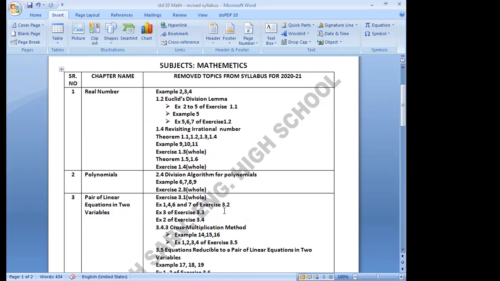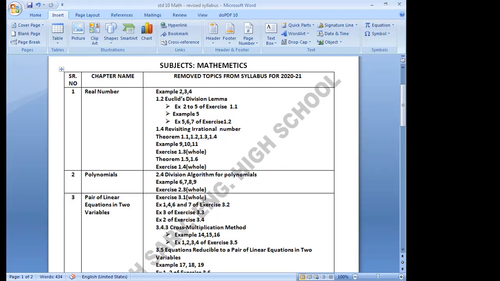Page number 39, 3.2 pair of linear equations in two variables. This is the topic which is also included. All the things inside this topic are included, along with page number 41, example 1, which is included in the syllabus. Page 42, example 2 included. Page 43, example 3 included. Exercise 3.1, the entire exercise, all the three questions of this exercise are excluded. Means this exercise 3.1 need not be prepared for the examination.